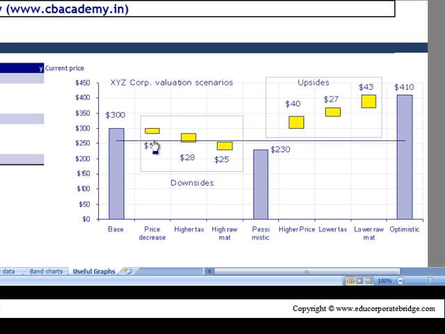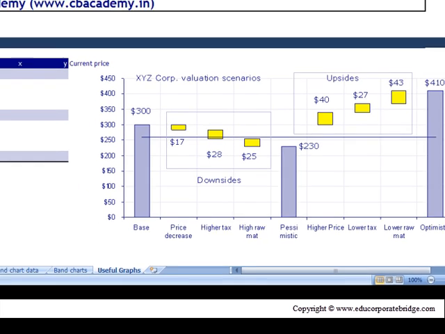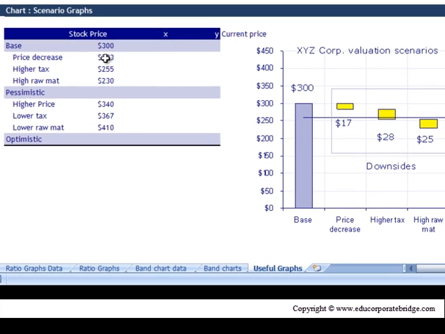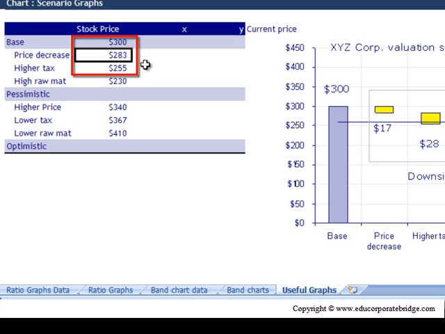So do remember that these 17 and 28 are cumulative in nature. From 300, if event one, that is price decrease, happens, $17 is shaved off, and what we get in terms of result is 283. Likewise, from this 283, if there's another downside, because of higher taxes, at the end of the day, your valuations will further get shaved off to 255.